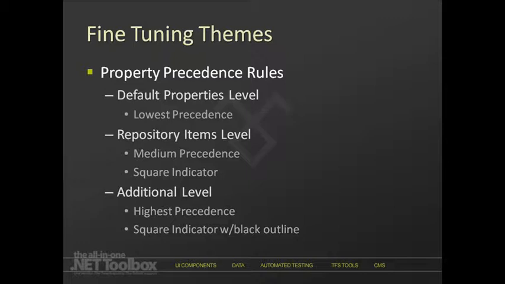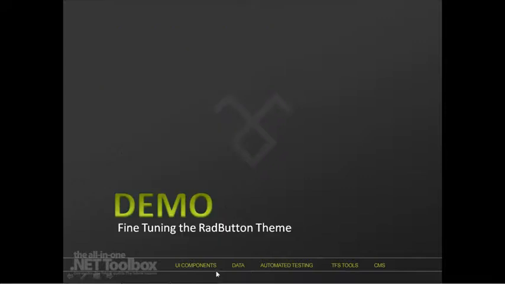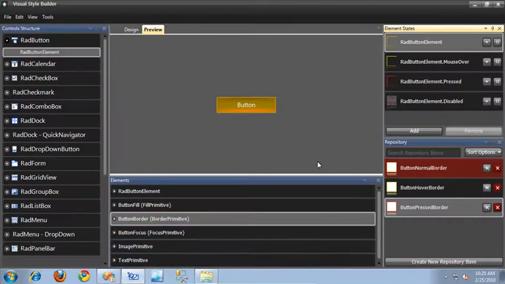And it will show that little square indicator in our properties window to let us know that that's being overridden by a repository item. And finally, there's one additional level that I'm going to show you here in a second. This additional level is actually where you can define those properties on that particular state individually. So this will actually override that repository items level with whatever your property setting is specific to a single control. And for this, there will actually be a square indicator inside of our properties window, and it'll have a little black outline. So let's switch back over to our virtual machine once again and set that up.